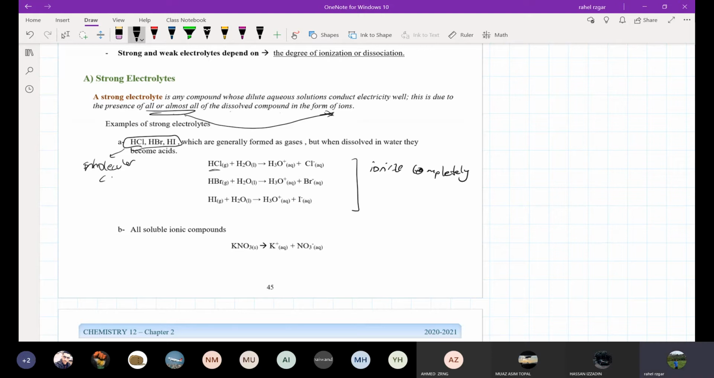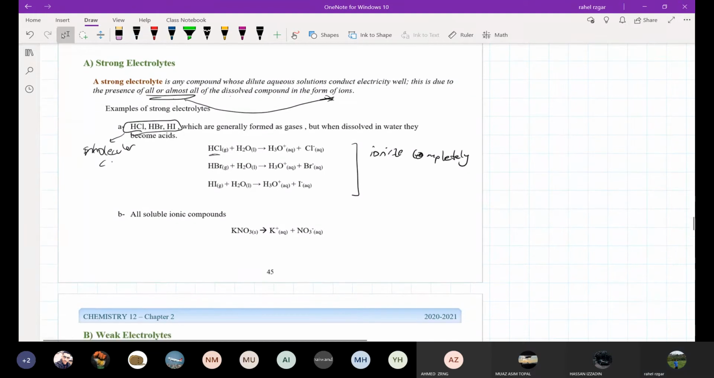So this is for molecular compounds. And all soluble ionic compounds are strong electrolytes. But these ones, they don't ionize, they dissociate. Ionic compounds are either soluble or insoluble. If they are soluble, complete dissociation.